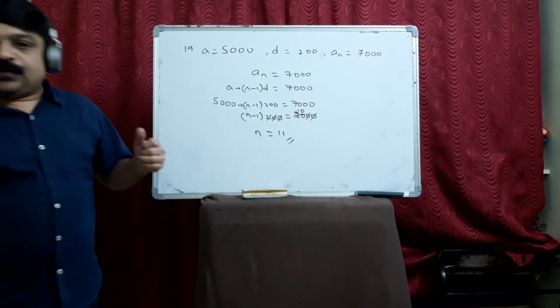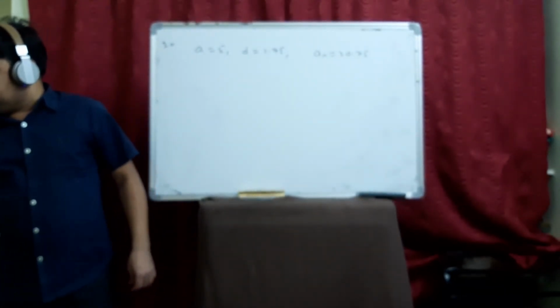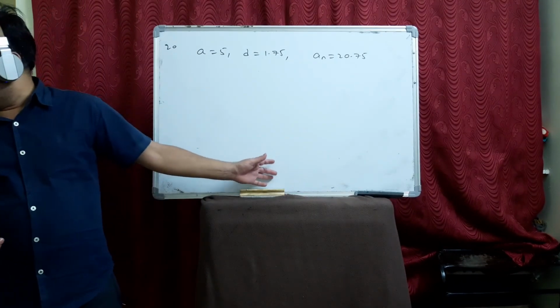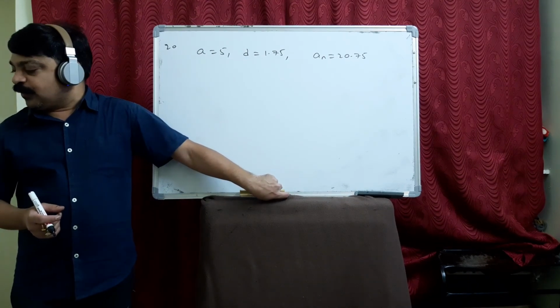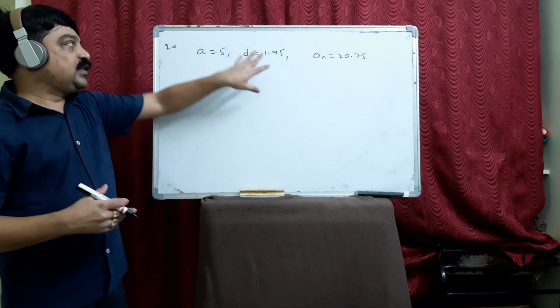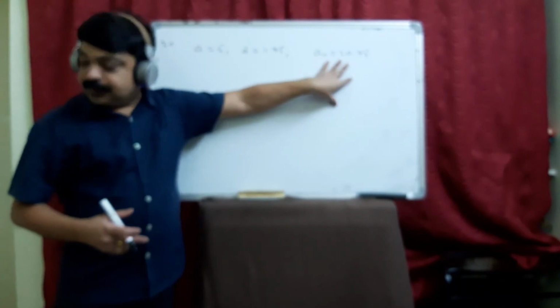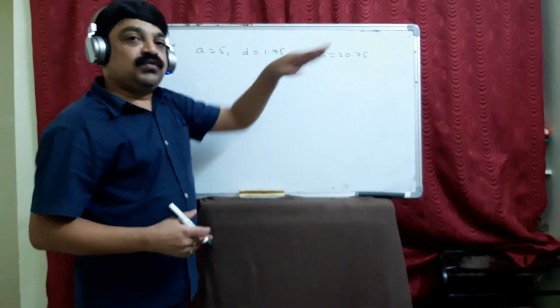Okay. Now the last question. Here a particular person, Ramkali, saved ₹5 in the first week of a year. She saves ₹5 and she increases her weekly savings by ₹1.75 every week. In the first week she saved ₹5. In which week does it become 20.75?